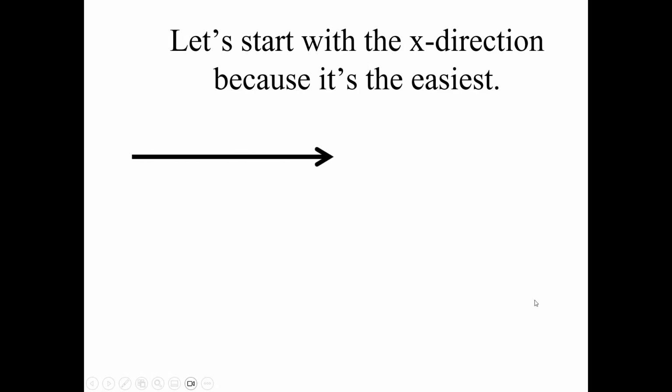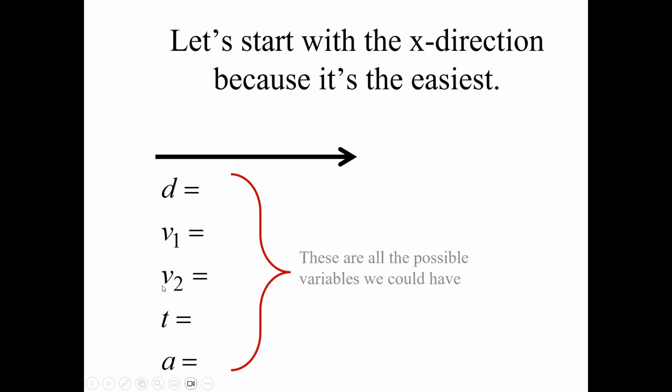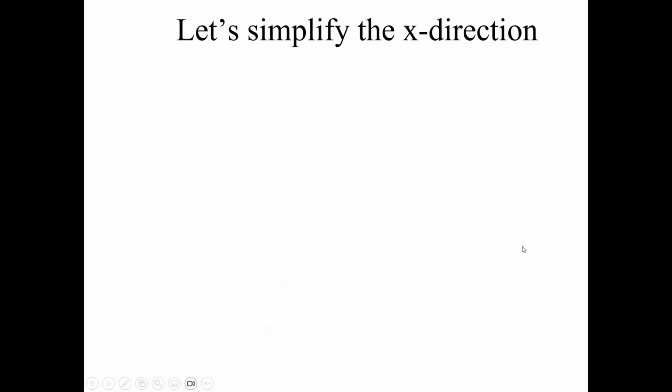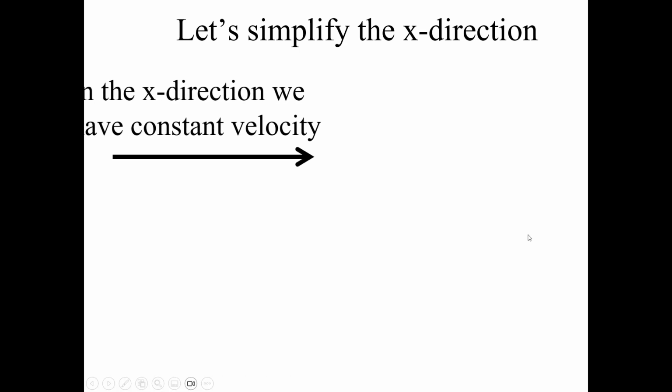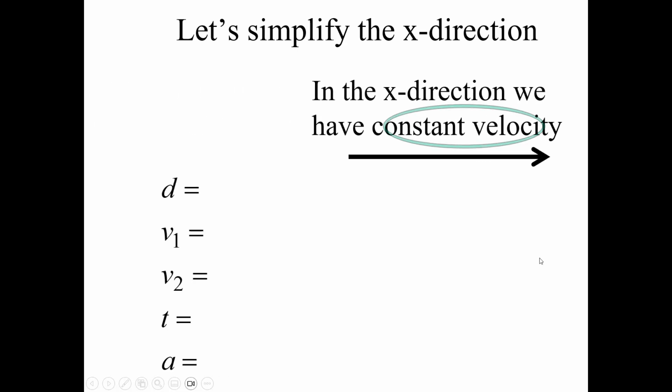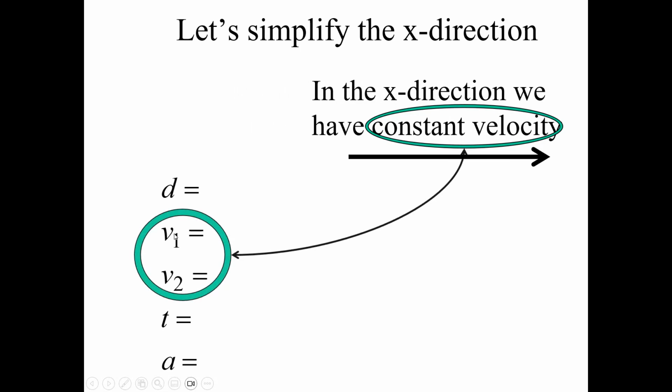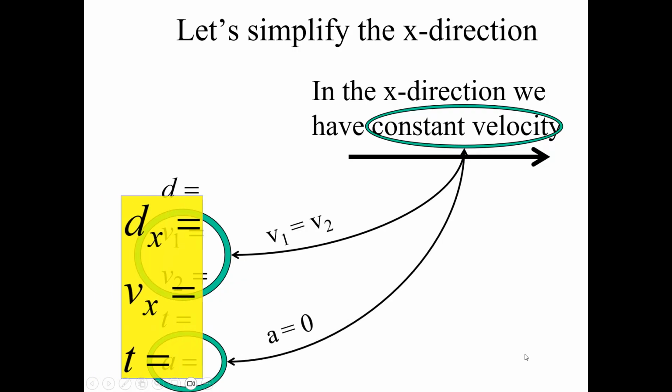So we'll start by looking at the x direction, where these are all the different possible variables we could have. We could have a distance, we could have a v1, which is just another way to write initial velocity. We could have a v2, another way to write final velocity, which I usually write as vf. We could have time, and we could have acceleration. But we already said that in the x direction, we have constant velocity, which means that initial velocity is equal to final velocity. Also means that acceleration is 0.